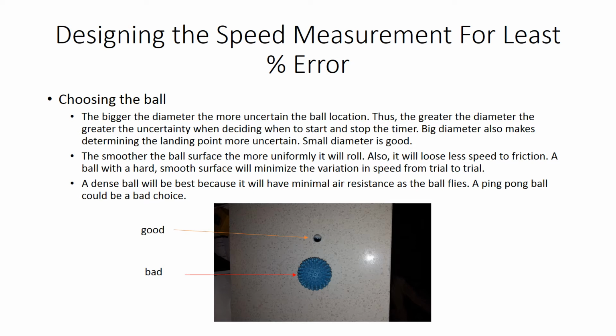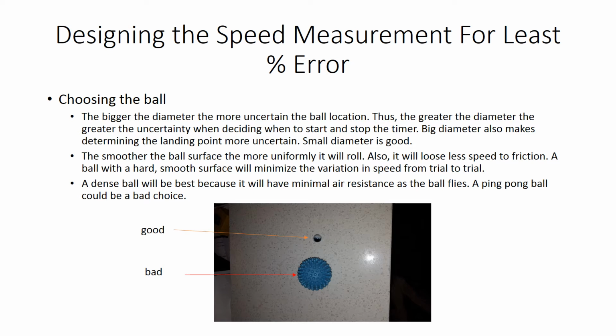One that will roll nice and smoothly, not wobble as it rolls, not bounce over features on the ball as it rolls, and not lose a lot of energy to friction due to the roughness of the ball. We don't want this ball slowing down as it's proceeding. Finally, a dense ball will be best because it will have minimum air resistance as the ball flies.